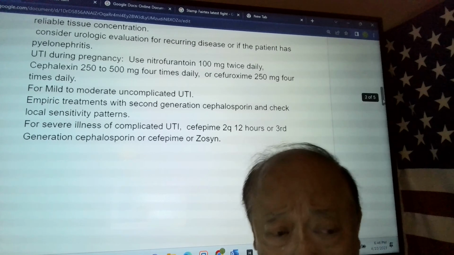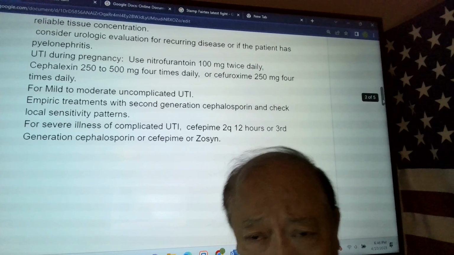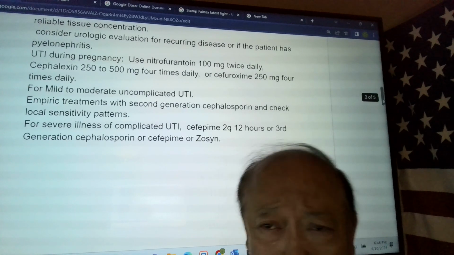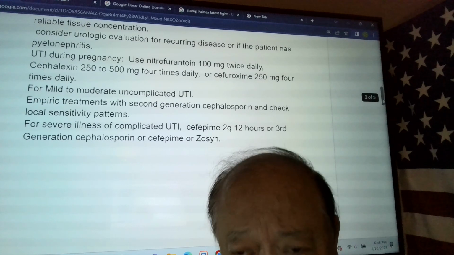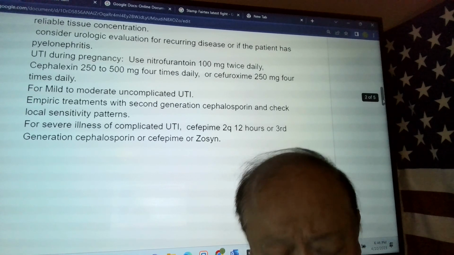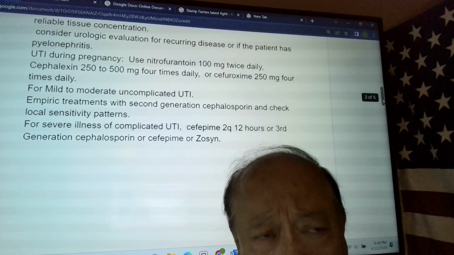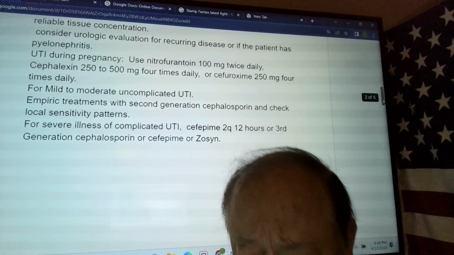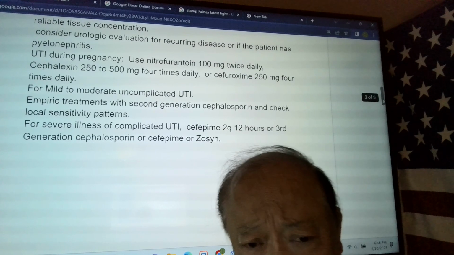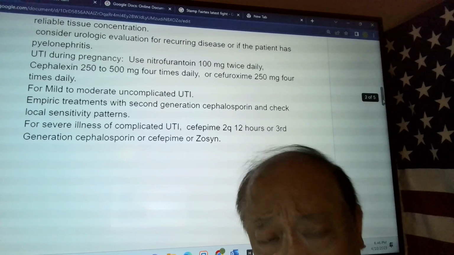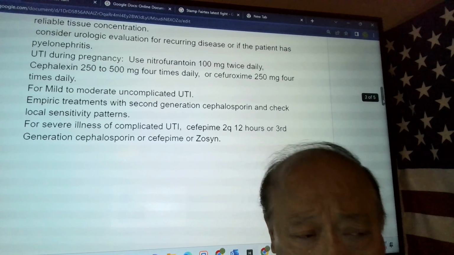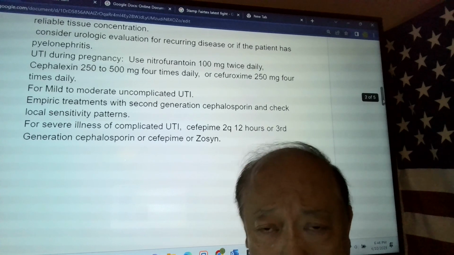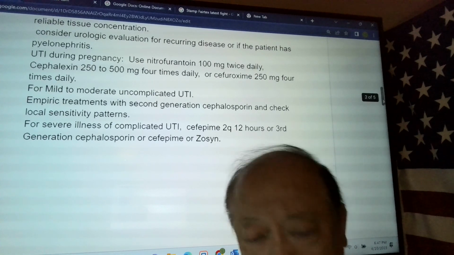Two bacteria can produce ESBL, extended spectrum beta-lactamase producers. Two species, E. coli and Klebsiella. Just remember that, E. coli and Klebsiella. The best choice of treatment for ESBL producing bacteria is carbapenem.